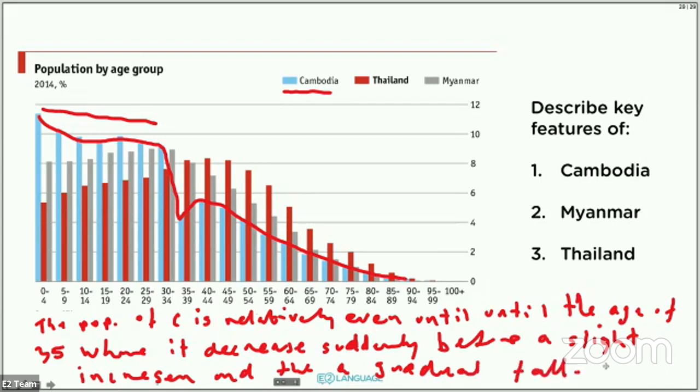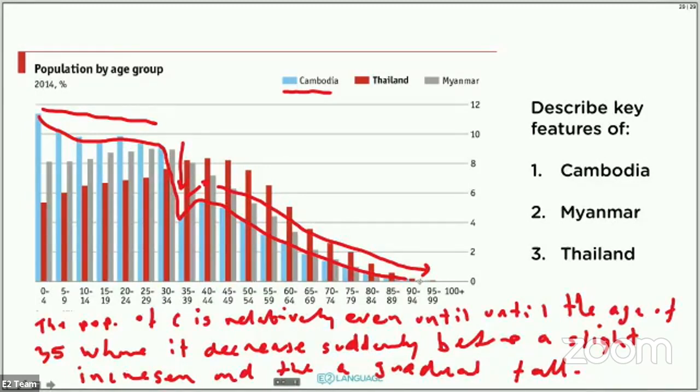Let's read it. The population of Cambodia, in the actual exam, of course, I would write the full word. I'm just writing it in shorthand for your benefit. The population of Cambodia is relatively even. Okay, cool. That's this bit. Until the age of 35, where it decreases suddenly. That's this bit. Okay, before a slight increase. Okay, that's that bit. And then a gradual fall or a gradual decline. Okay, so that's my sentence there.